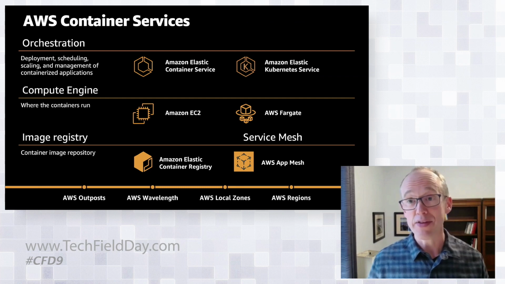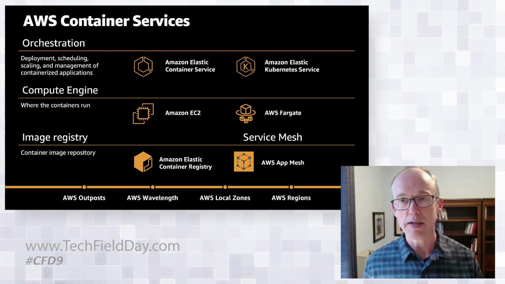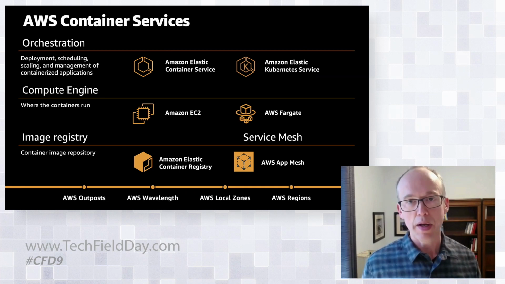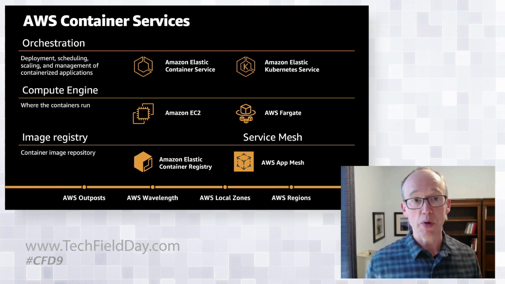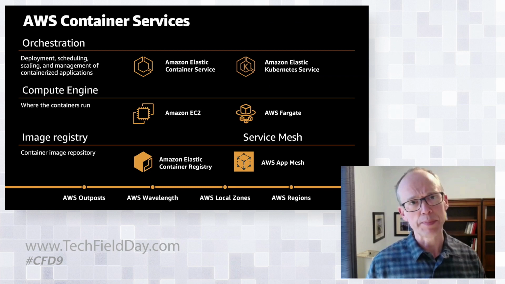And EKS and ECS actually work with Outposts. So now you can take an ECS cluster and actually have some of those compute nodes running somewhere outside of an AWS region in your data center on an Outpost.